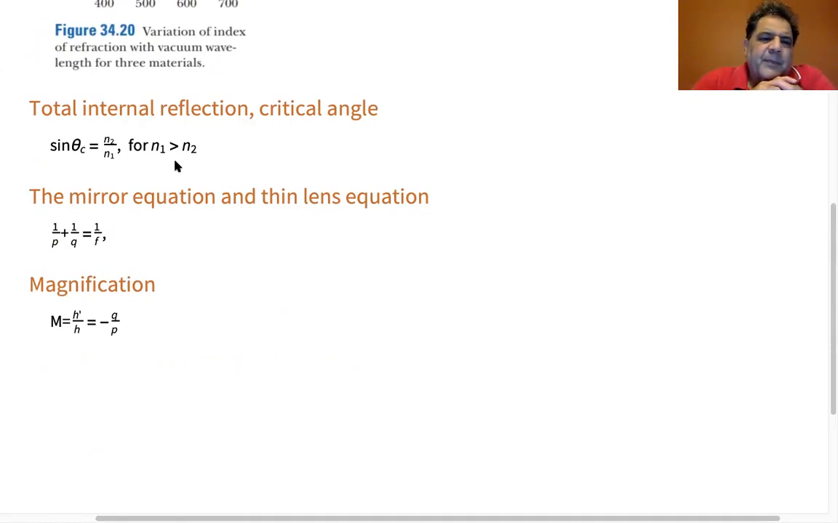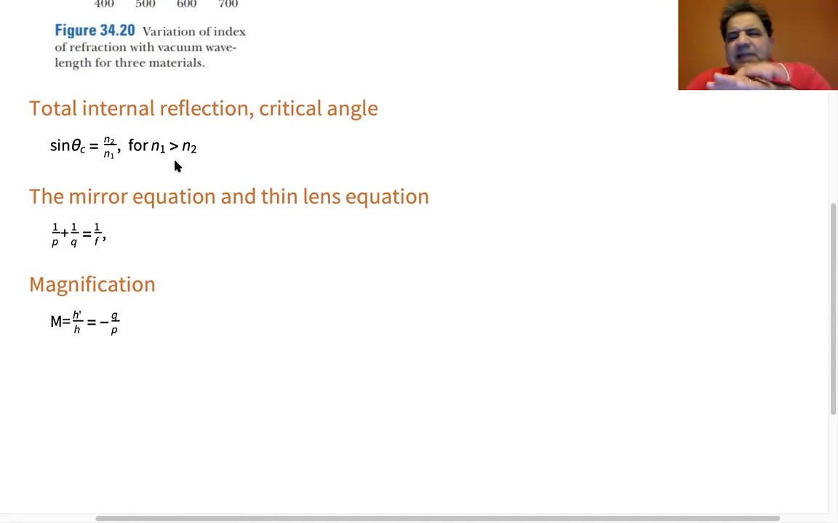Okay, the mirror equation and the thin lens equation is 1 over P plus 1 over Q equals 1 over F, where F is the focal point, and the focal length is the radius of curvature divided by 2. So if you have a 20 millimeter radius of curvature, the focal length is 10 millimeters.